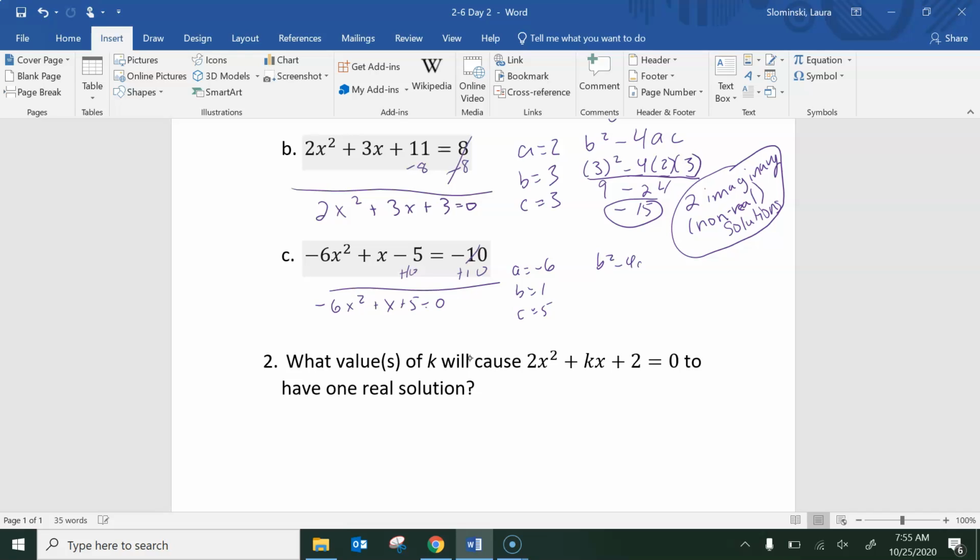B squared minus 4ac helps me determine how many solutions. I get 1 squared minus 4 times negative 6 times 5. Because 2 of these are negative, that will be plus. But I typed all that in, and I got 121. So I get a positive number for this, which means I have 2 real solutions.